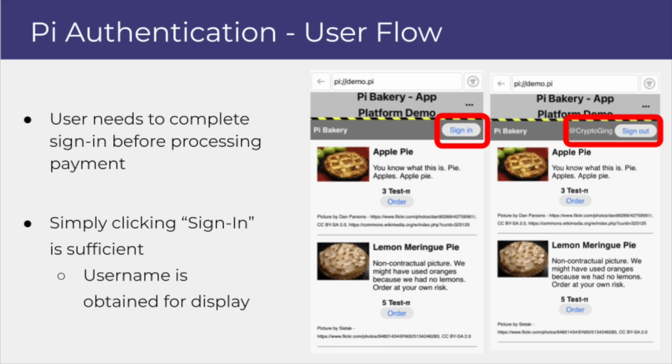The user sign-in, as I was mentioning earlier, utilizes an access token. By simply clicking sign-in, this application will communicate with the Pi servers via the SDK that's been integrated into your application, and we'll obtain the user information. In this case, it's the username. You can see when there is no one signed in, there's no user information. And once the user signs in, you can see the username there on the right.